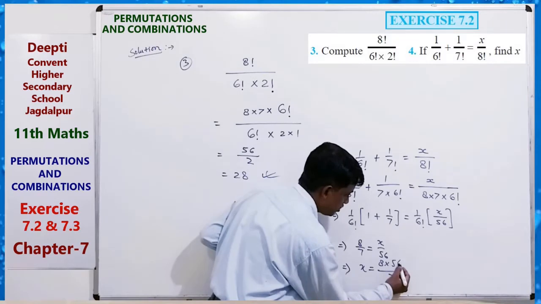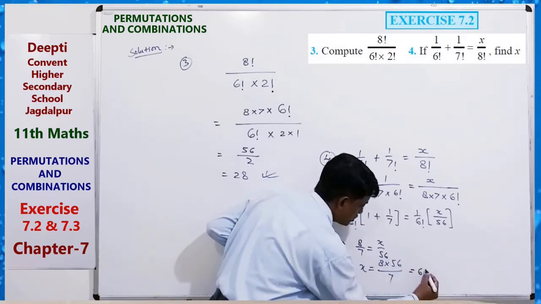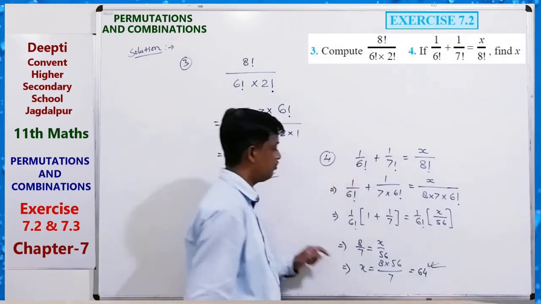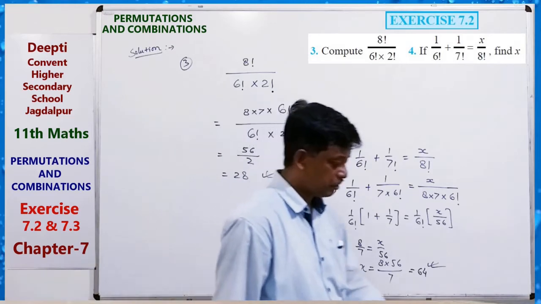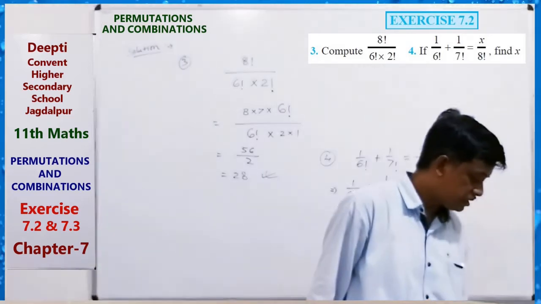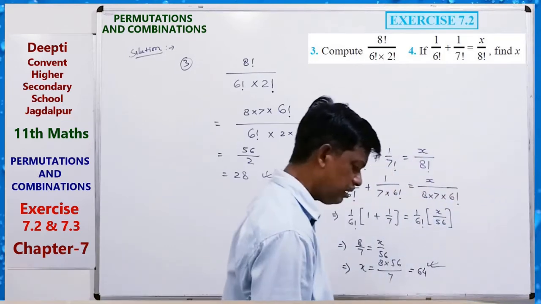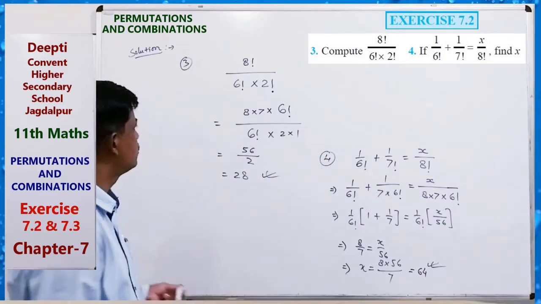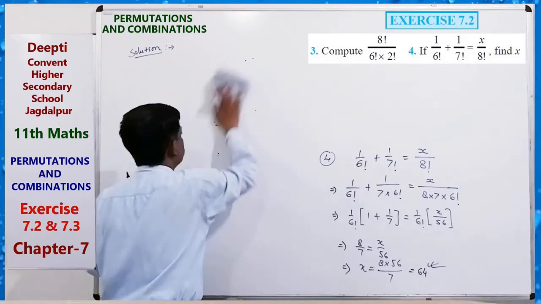7 into 8 is 64, so 64 is the value of x. So this is the technique of solving. Okay, question 5: evaluate factorial of n upon n minus r for 6, 2 and 9, 5. Just for calculating, you can do it. So this was question 4 and now question 5.